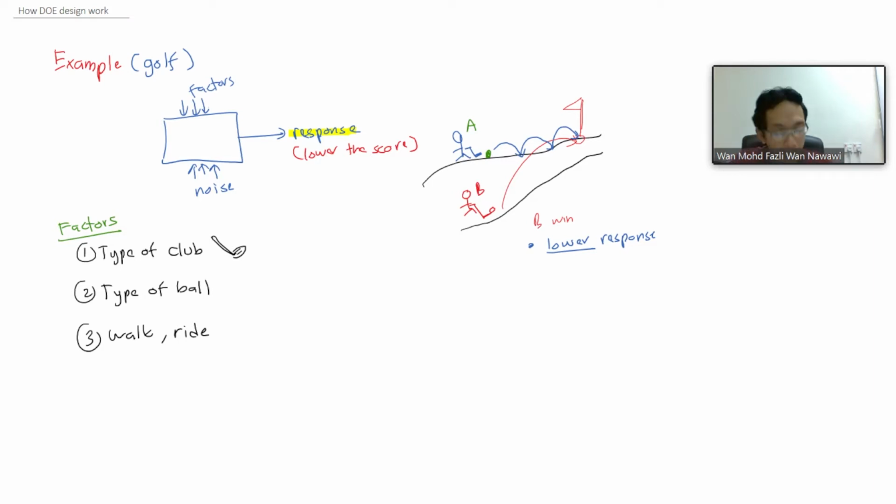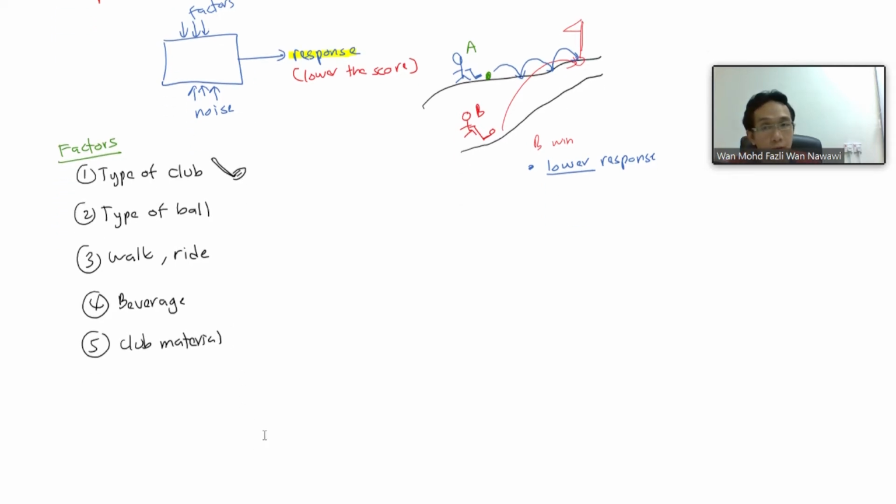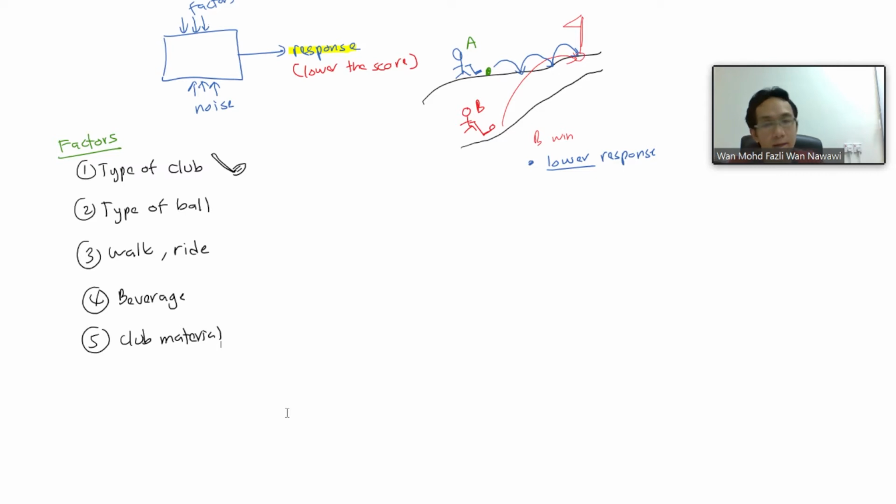Anyway, the fourth factor, maybe whether you drink water or a sport drink. Maybe the type of beverage affects your performance. And maybe the other factors, for example, the club material. Maybe it's made from composite, or maybe iron. The club, the driver itself, is made from what type of material.